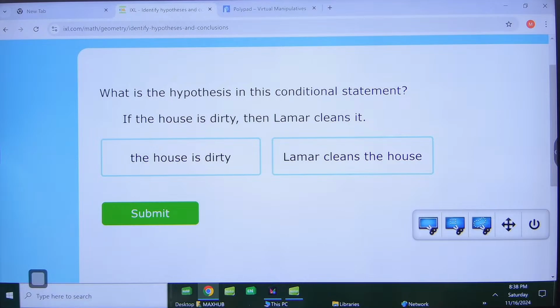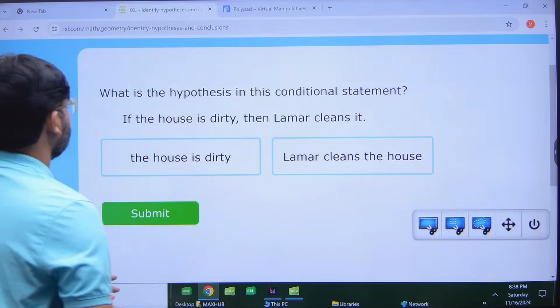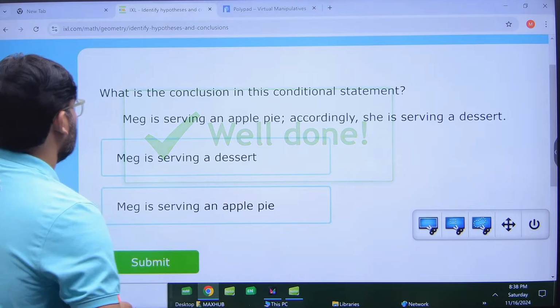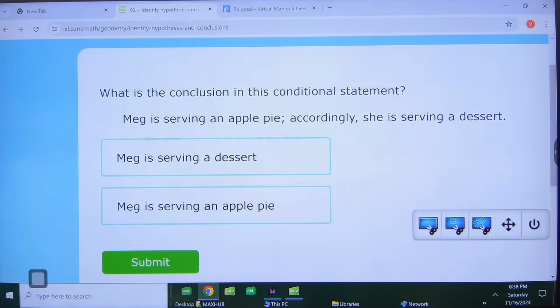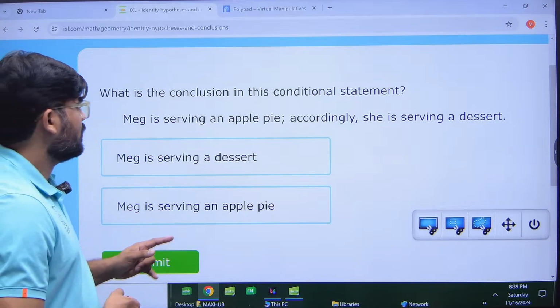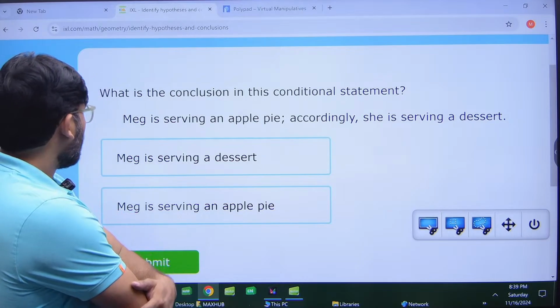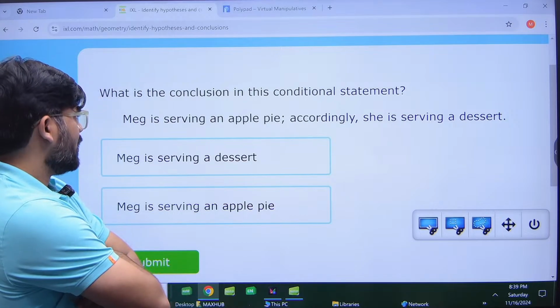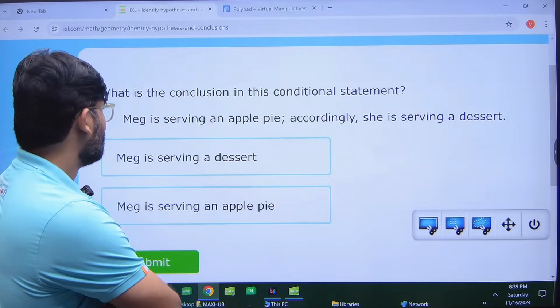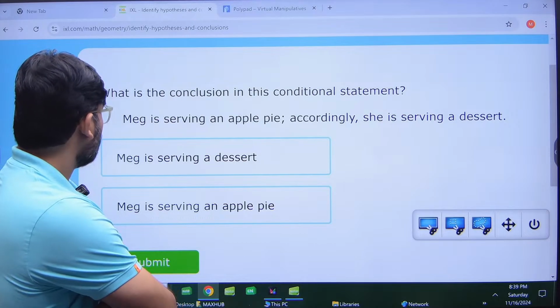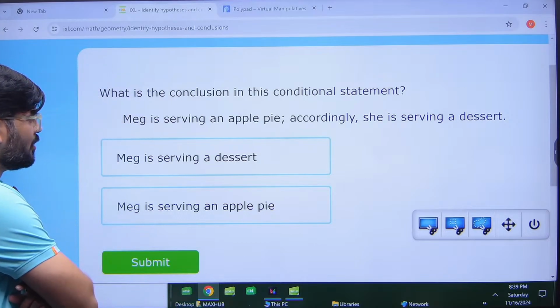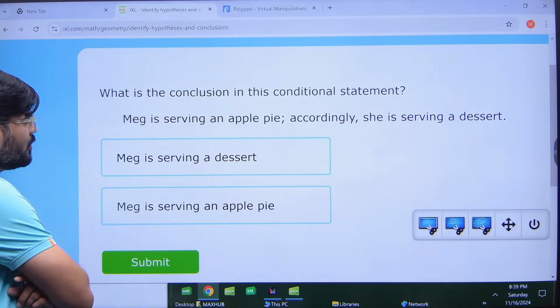The house is dirty. She is serving a dessert. Meg is serving an apple pie. Accordingly, she is serving a dessert. So the conclusion is that she is serving the dessert.